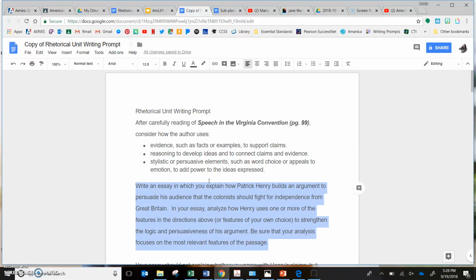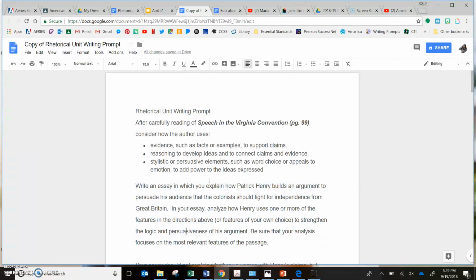Write an essay in which you explain how Patrick Henry builds an argument to persuade his audience so that colonists fight for independence from Great Britain. In that essay, analyze how he uses one or more of the features up here. Okay, so you can just focus on style. You can choose to just focus on ethos, logos, and pathos, or his evidence, or whichever it is that you want. Okay, but how does he use that in order to strengthen his logic and to actually be persuasive?